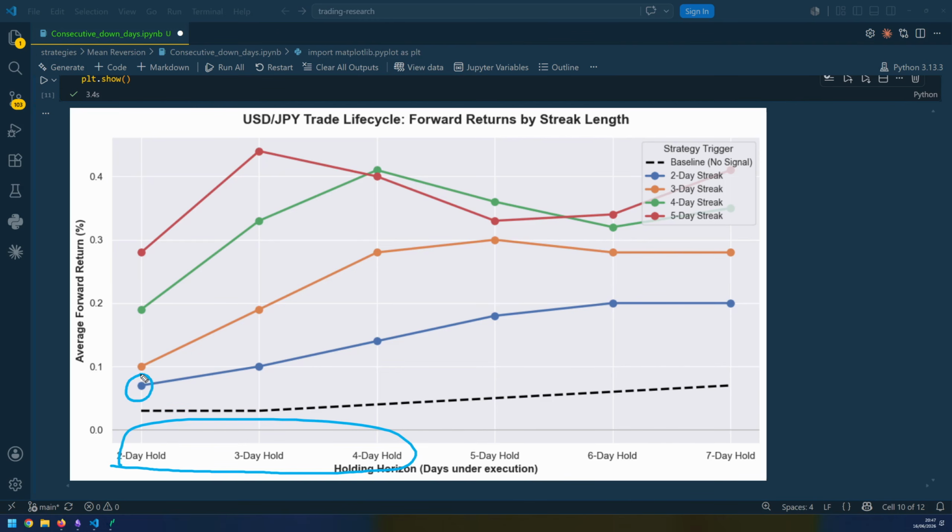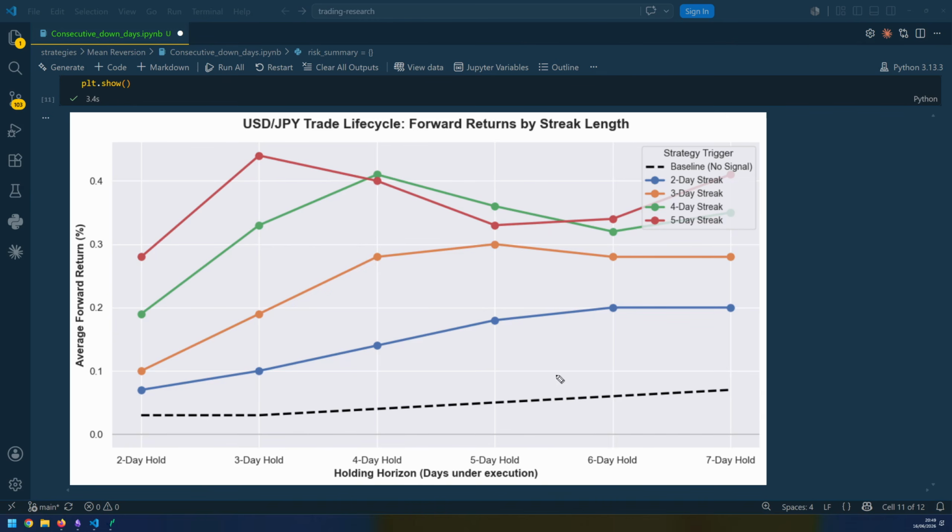It also shows that the effect is most pronounced in the first few days. For example, the 2-day red streak peters out between a 6-day and a 7-day hold. The 3-day streak does it a little bit earlier, the 4-day streak does it earlier still, and a 5-day streak even earlier. So this is a short-term edge, and after waiting for a few days, price returns back to the mean and the subsequent edge deteriorates.